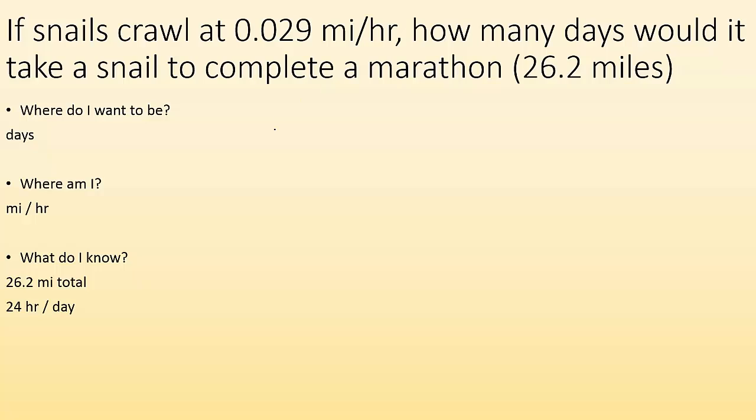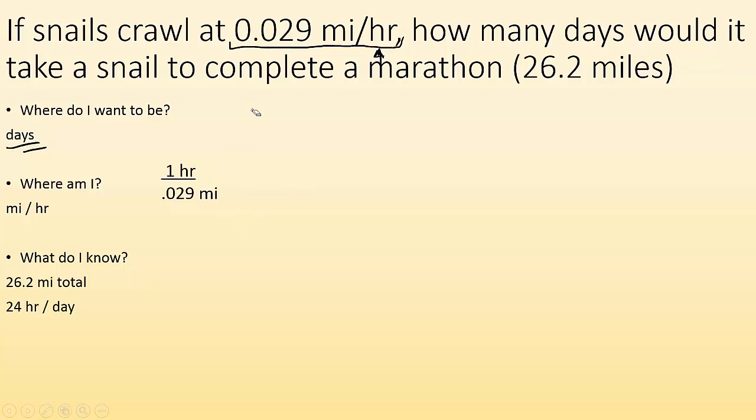Now the question is, well, if I'm being asked to solve for time, and the thing that I'm starting with is 0.029 miles per hour, and time is on the bottom, I'm going to want to flip that so that the time is on top. So I'm going to start with 1 hour, the snail goes 0.029 miles. Instead of putting miles on top and hours on the bottom, I'm flipping them around because I want to end up with time. So I'm going to start with time on top, so I don't end up with 1 over days. I don't want that. So I flip it.